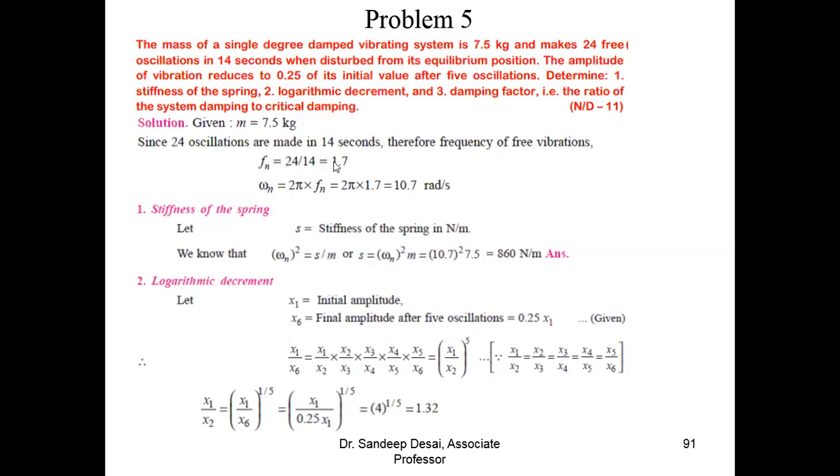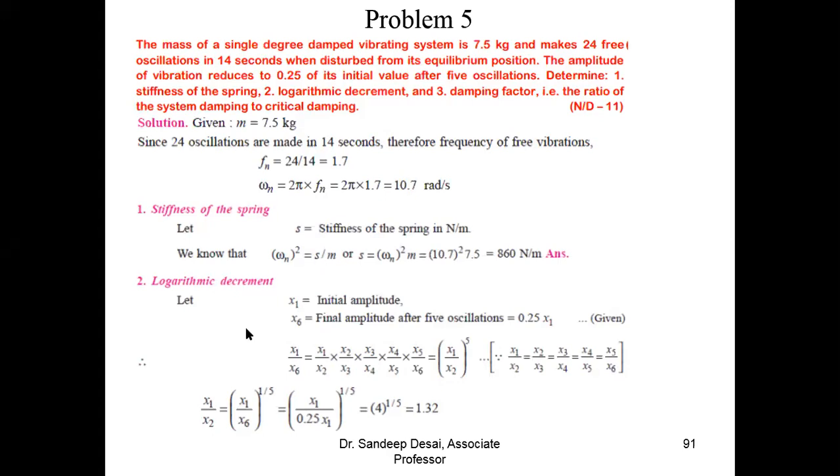Okay. Natural frequency in hertz you can calculate, then convert it to natural frequency in radians per second, then calculate stiffness. Natural frequency in radians per second is equal to the square root of k by m. Here s is used in place of k. Omega n squared is equal to k by m, or s by m. S is stiffness, or we have used k for stiffness. Omega n is known, m is known. m is 7.5 kg, omega n is 10.7. You can calculate stiffness k, right? You can find k: about 860 Newton per meter.